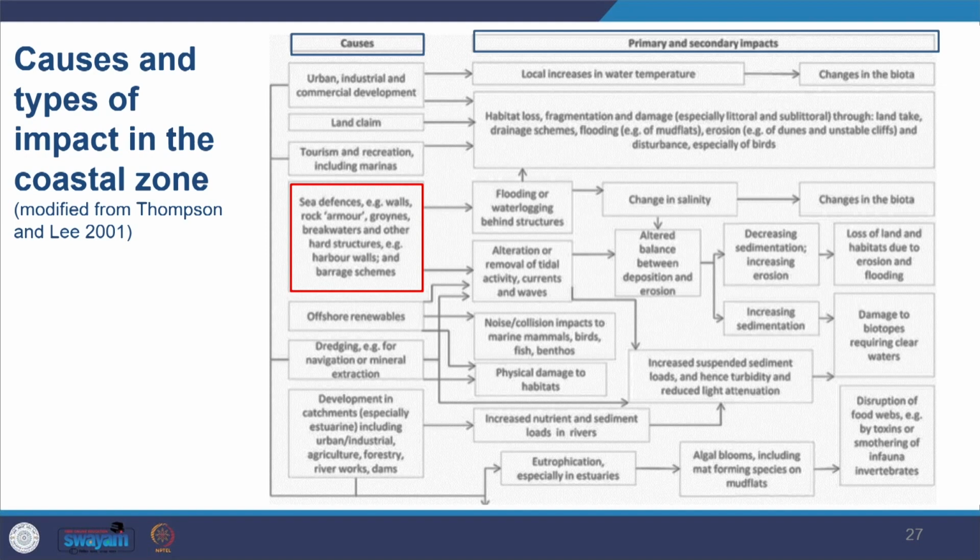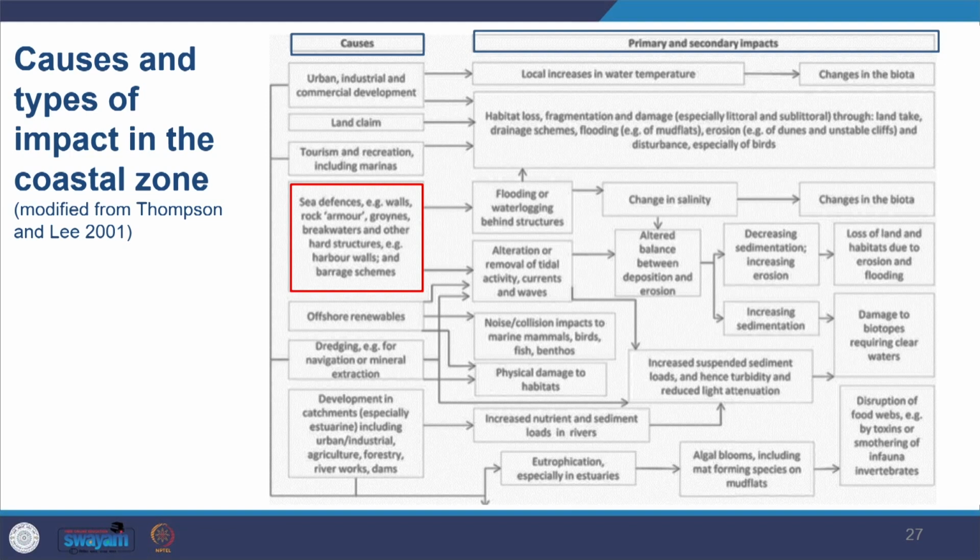So they can impact the flooding, and can also lead to waterlogging behind the structure. Wherever the structure is coming, the water which used to flow into the ocean would be blocked, and it would cause flooding and waterlogging behind the structure. And that would also lead to change in salinity, change in biota again, so those kinds of things can happen.